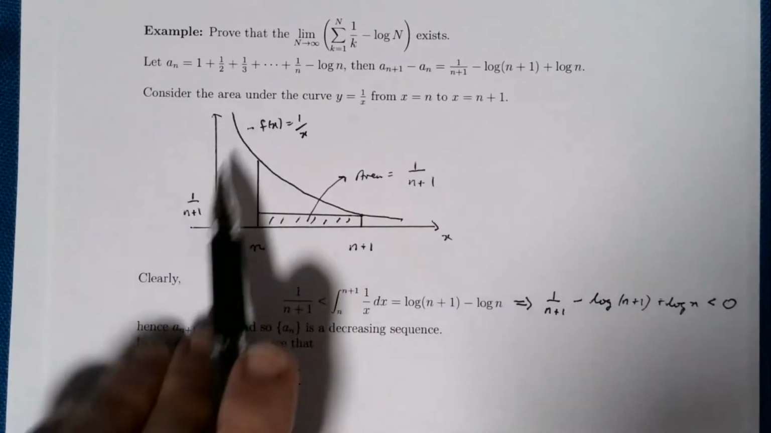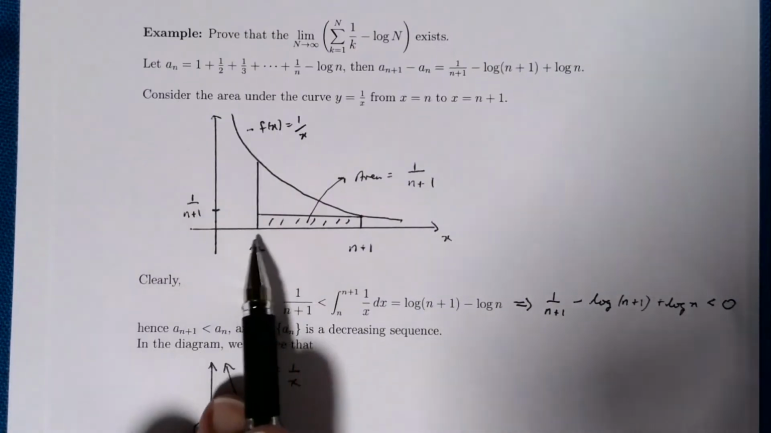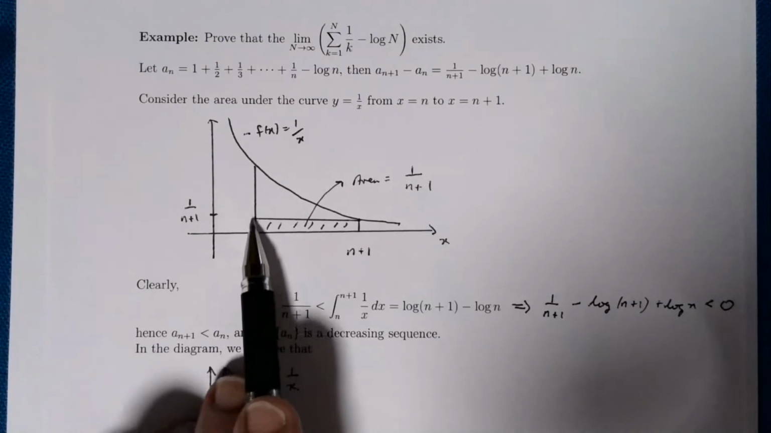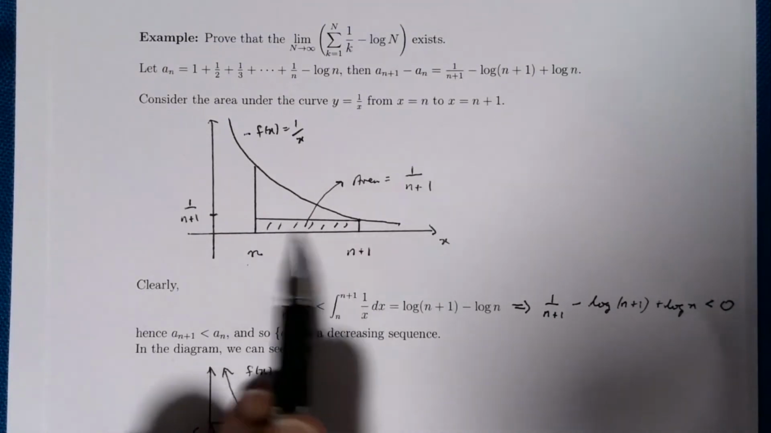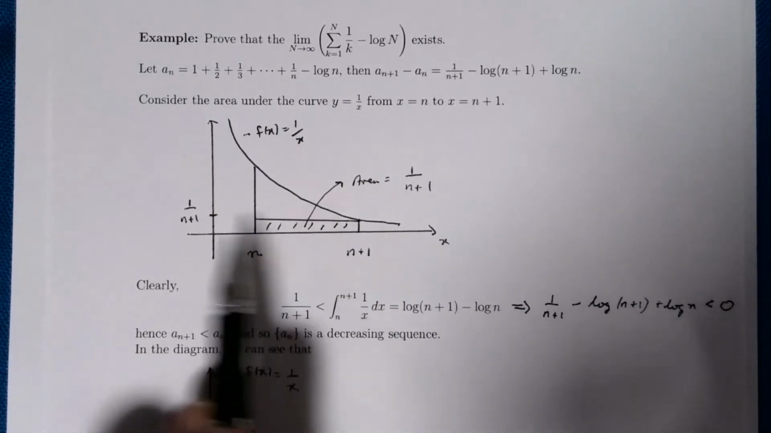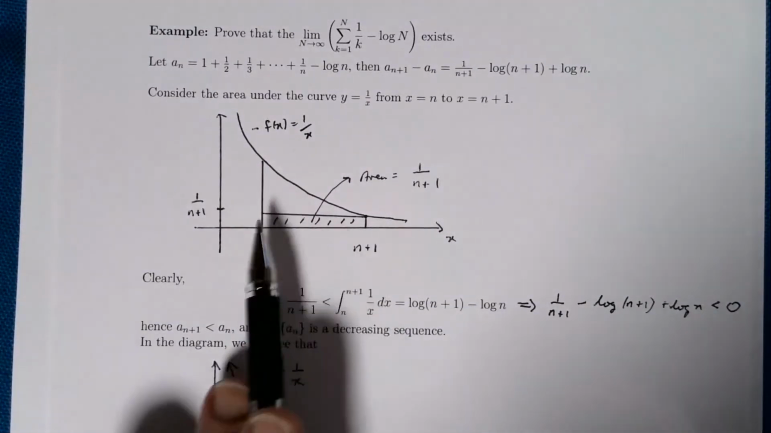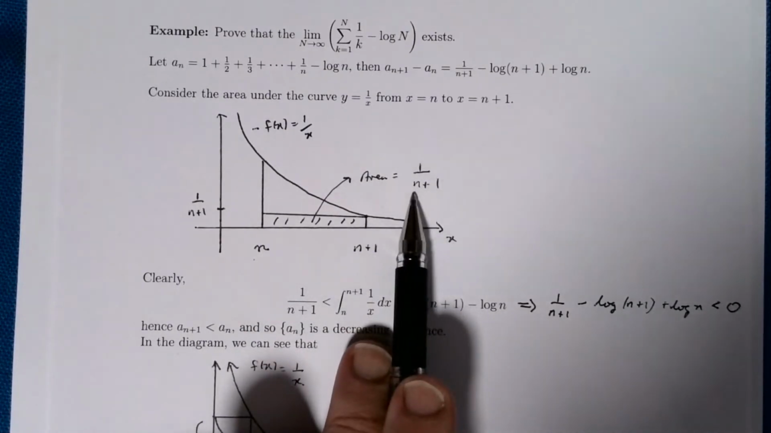We're going to take the curve f(x) equals 1 over x, y equals 1 over x, and look at it between n, which is an integer, and n plus 1. Now observe that I'm going to draw a little under-rectangle here. This shaded area has width 1, and its height is 1 over n plus 1, because our function is 1 over x. So the area of this shaded rectangle is just 1 over n plus 1.